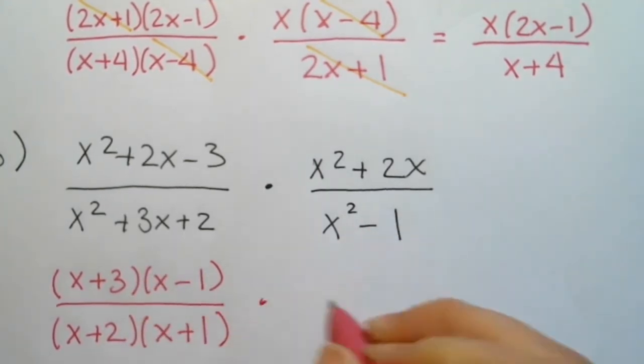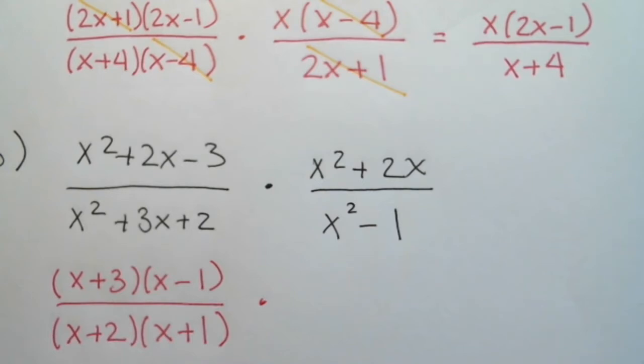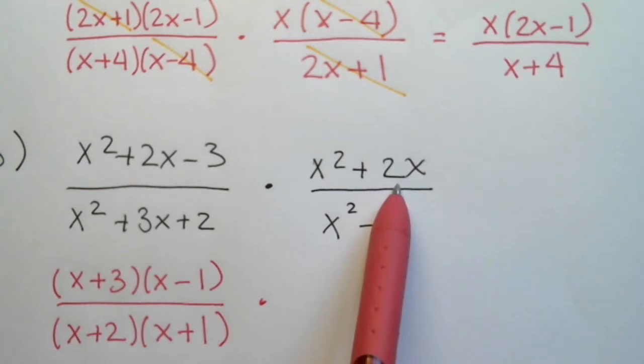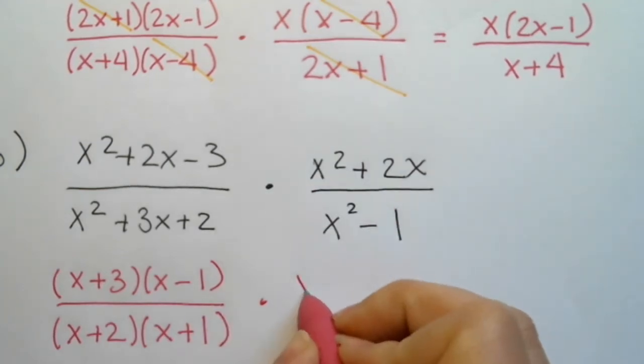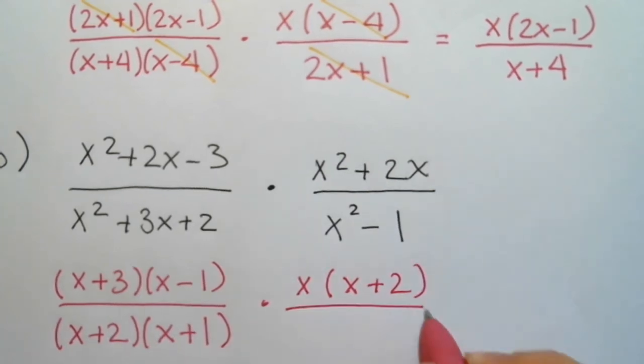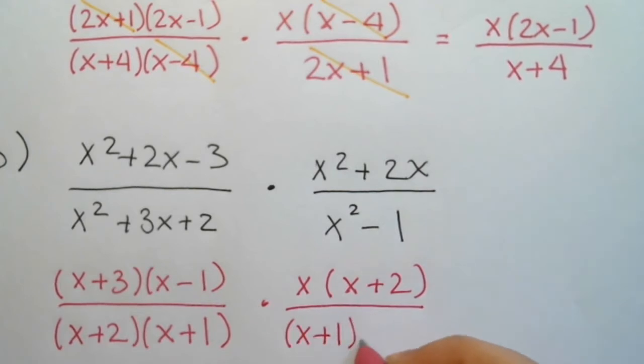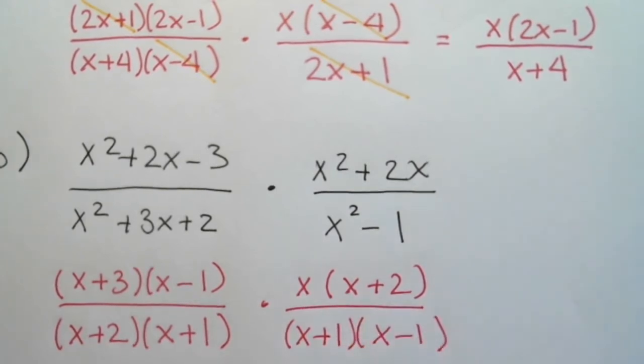Then here I have a common factor of x. This is something that oftentimes students aren't thinking about this type of factoring, but you can always factor out the greatest common factor. So we're going to factor out x here. That leaves me with x plus 2. And in the denominator, I have the difference of squares factoring. So I have x plus 1, x minus 1.